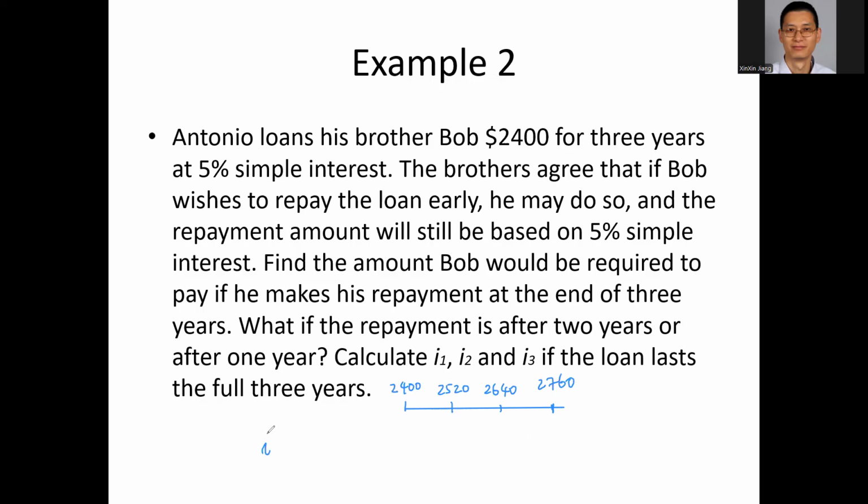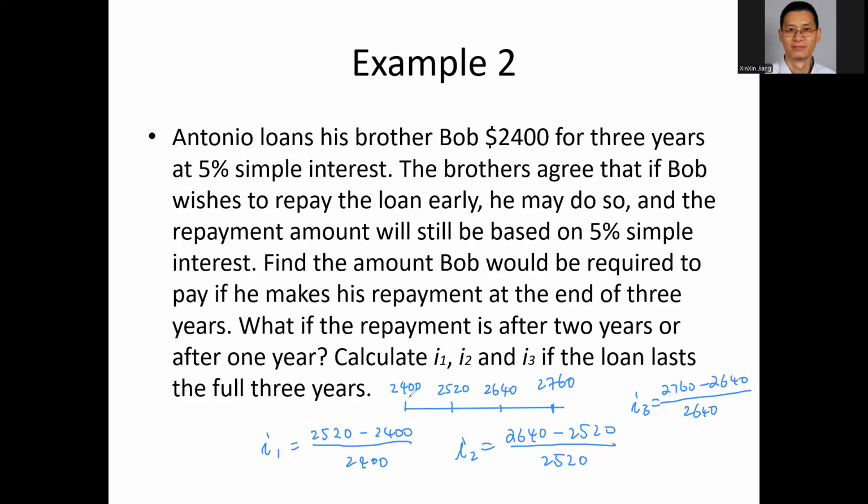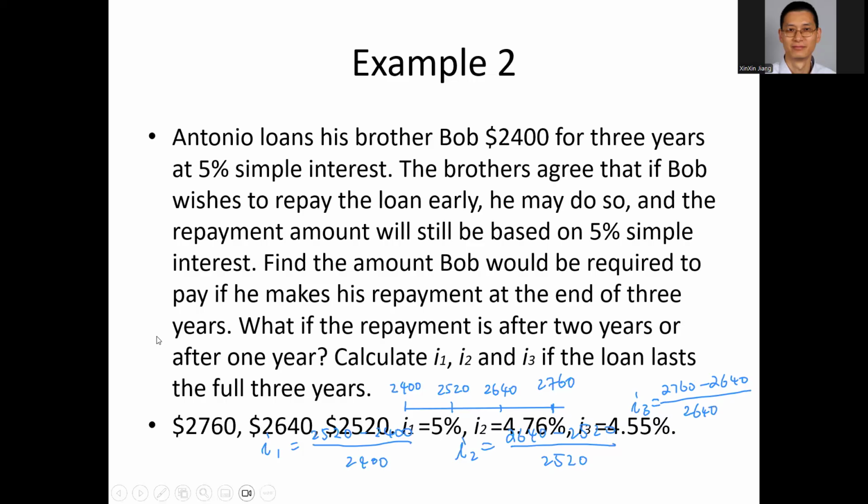i1 is 2520 minus 2400 over 2400. And i2 will be 2640 minus 2520 over 2520. And similarly, i3 will be 2760 minus 2640 divided by 2640. And the numbers are shown here. And these effective rates, little i1, little i2, little i3, they're effective rates. And you see the effective rates are decreasing.